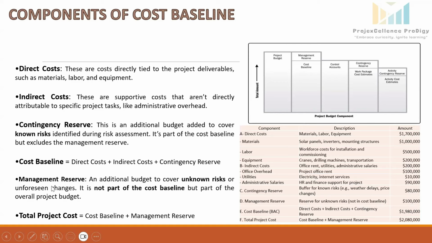So the cost baseline will be direct cost plus indirect cost plus contingency reserve. So 1.7 million plus 200K plus contingency reserve 80K. It will become $1.98 million. This is called BAC, budget at completion, the cost baseline. The total project cost will be cost baseline plus management reserve, which will be 1.98 million plus another 100K. So the total project budget will be $2.08 million.